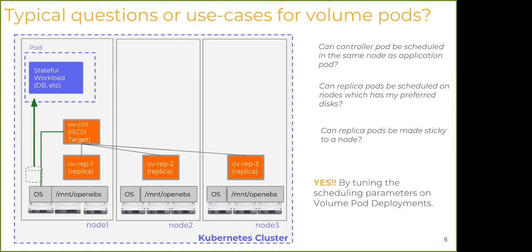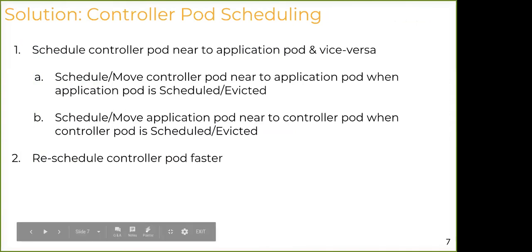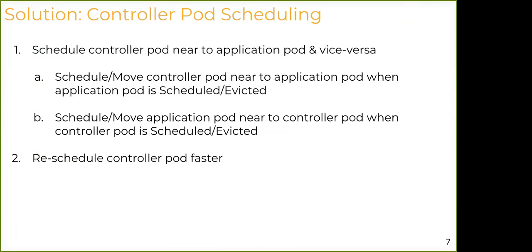All right. So all these questions, all these use cases, can be answered by tuning the scheduling parameters on the deployments, on the volume pod deployments, right? We'll see how it is done. So here comes the solutioning part. The first solution that we will consider is the controller pod scheduling. What exactly should be the solution? This is what OpenEBS has come up with.